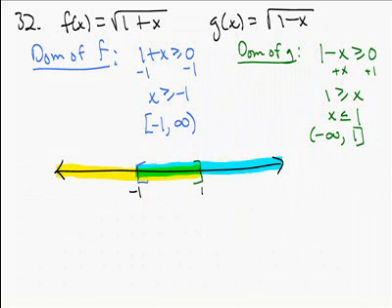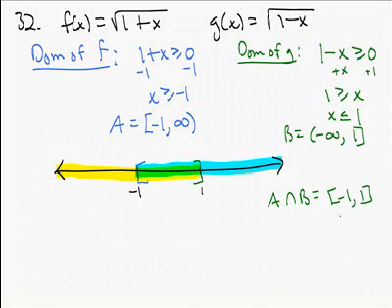So if we call this A and we call this B, we can see that A intersect B is equal to the interval from -1 to 1. So that's very important to establish before we start looking at the combinations of these functions, which we will do right now. Let's look at part A.